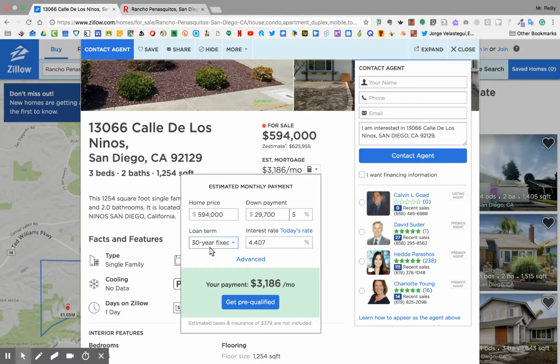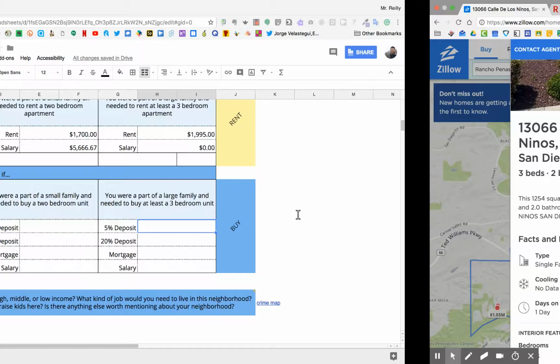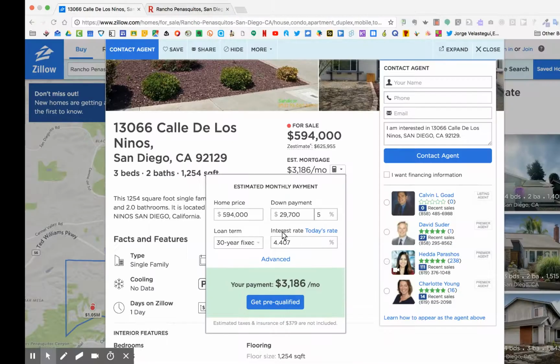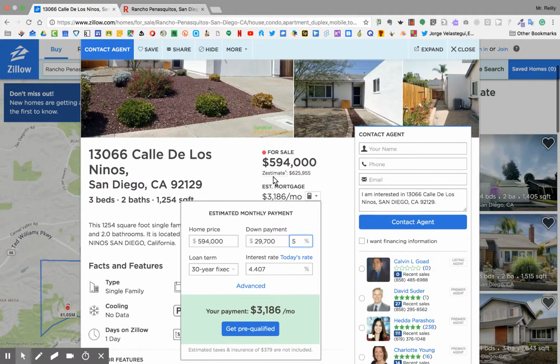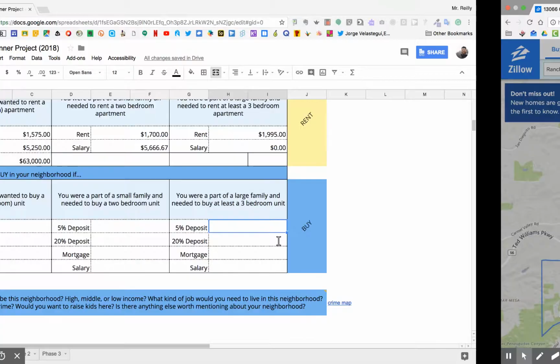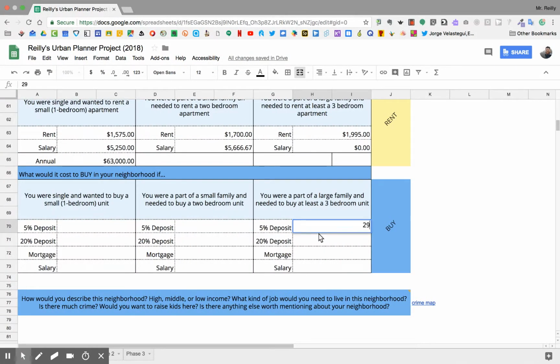So keep it at a 30-year fixed mortgage. Ask your teacher what that means. But let's jump over here. So it says here a 5% deposit. Most banks, you have to have at least 5% in cash to buy this house. So if I were to buy this house now and give the bank 5% down, I would need $29,700. So I can type in 29,700 just like so, and go ahead and convert that over to a currency.